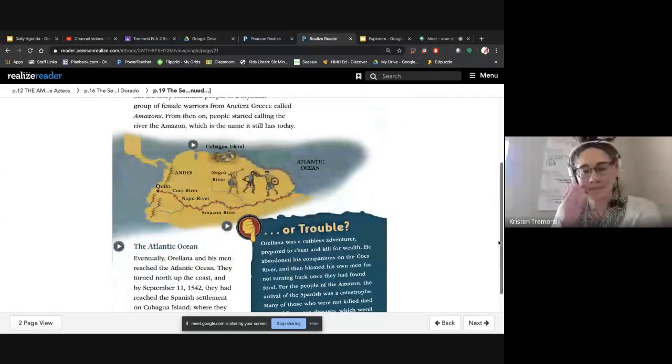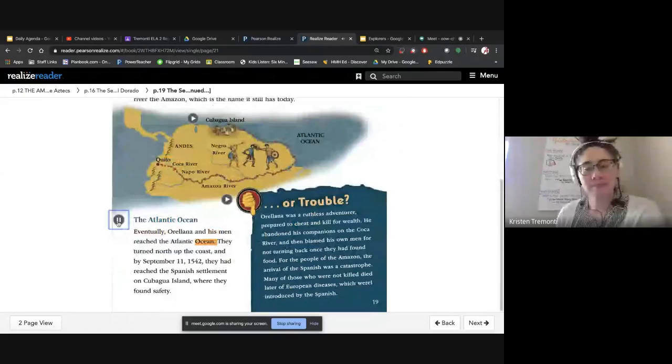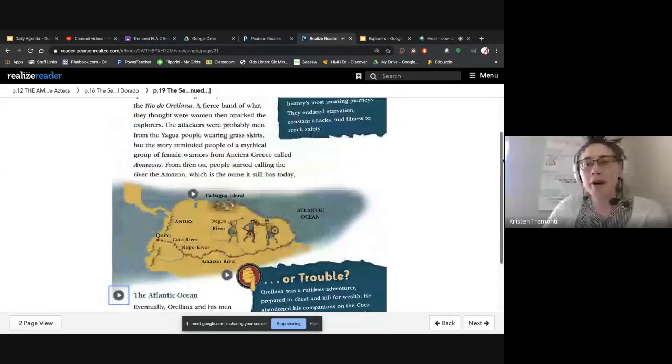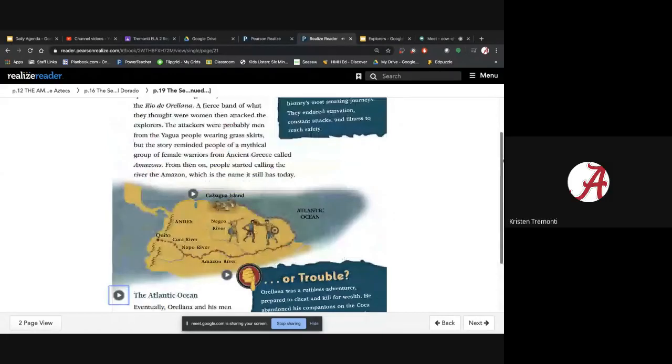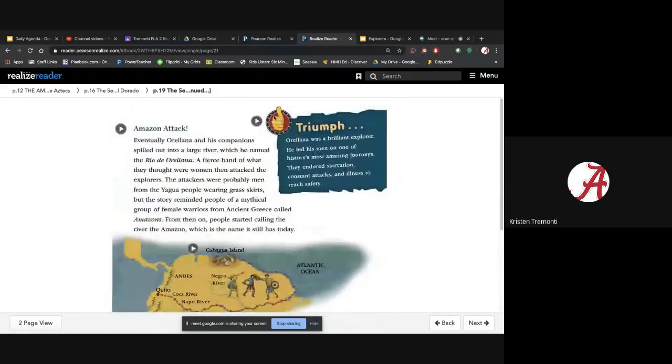The Atlantic Ocean. Eventually, Orellana and his men reached the Atlantic Ocean. They turned north up the coast, and by September 11th, 1542, they had reached the Spanish settlement on Cubagua Island, where they found safety. So our last two parts are going to be triumph or trouble, where we decide, do we think this mission by Orellana was a triumph or a trouble, and why?